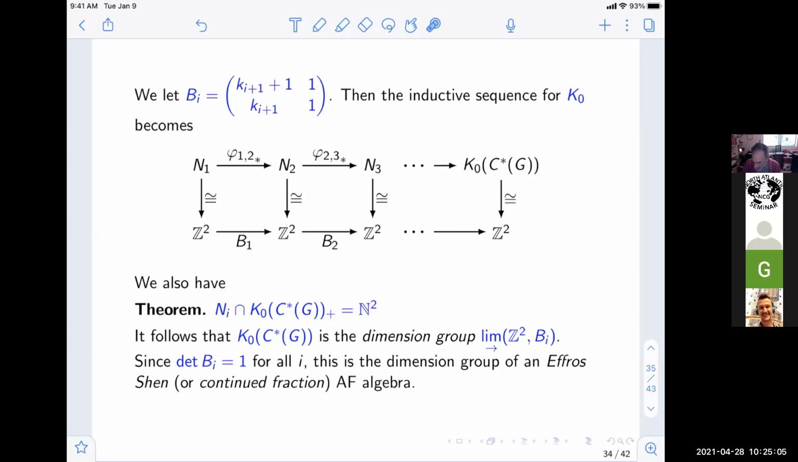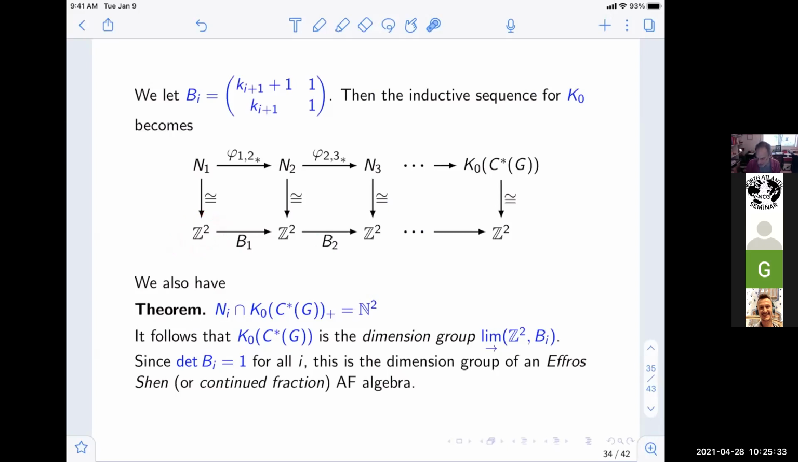Now, the last ingredient is this theorem. This theorem is actually not trivial. If you look at this N sub I, say N sub 1, we know it's isomorphic to Z squared, but it is part of the K0 group of a certain C star algebra. What part of this is in the positive cone of K0? It turns out that it's exactly corresponding to the usual positive cone in Z squared.